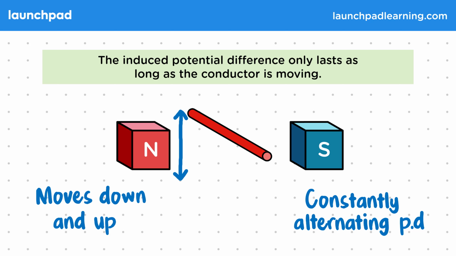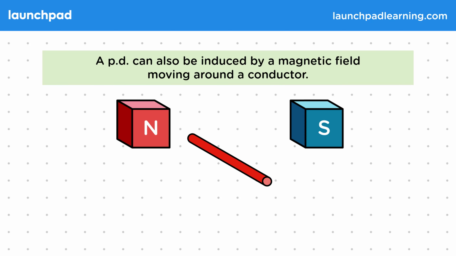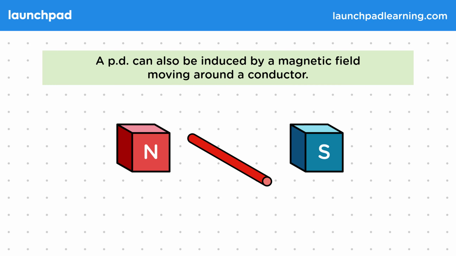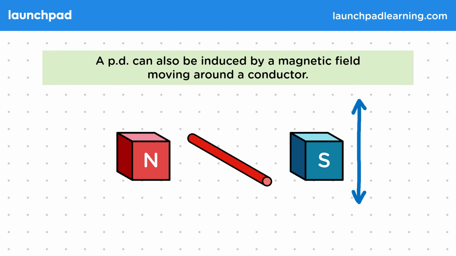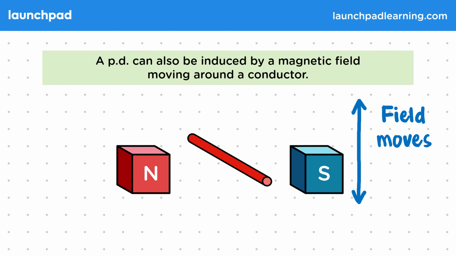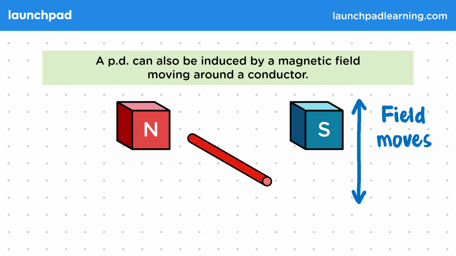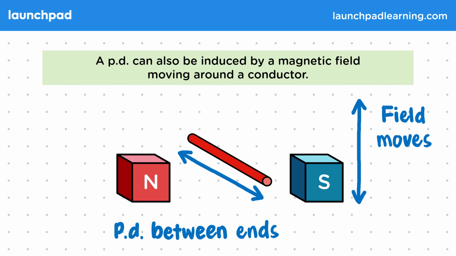But is waving the conductor like this the only way of inducing a potential difference? A potential difference can also be induced by a magnetic field moving around a conductor. So this time, let's hold the conductor still and move the poles up and down instead. By doing so, we're also moving the field. And as we do so, the field lines will cut through the conductor, meaning that there will be a potential difference induced between its ends.